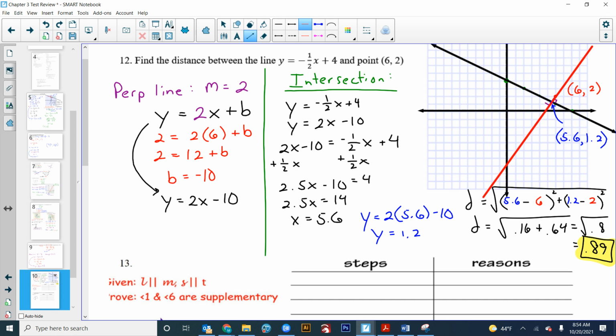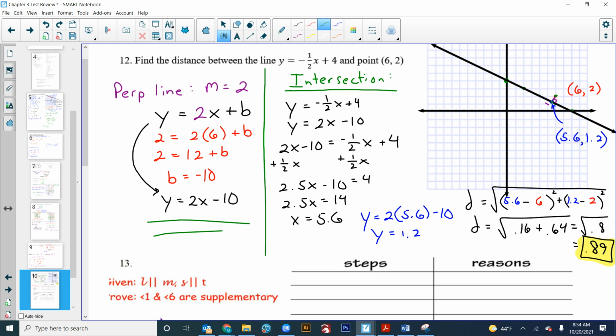Does that line make sense that it has a y-intercept of -10? Mine's not drawn to scale, but do you see how it is going to cross the y-axis down here, right? It's reasonable. So that's that line. That's not what I want. I want the distance between this line and the point (6, 2). So there's the point (6, 2). I use that line that I just found.